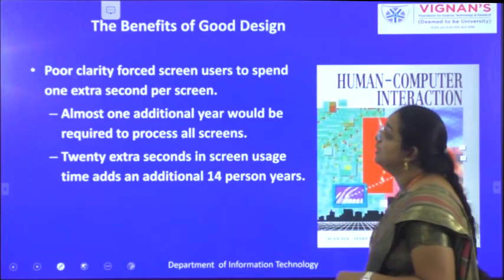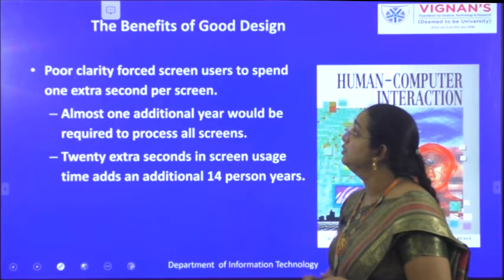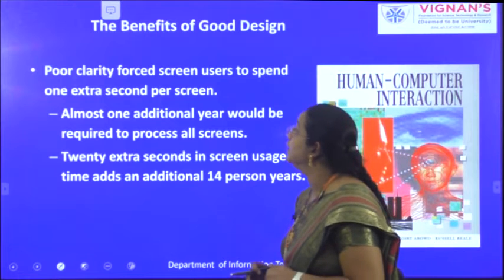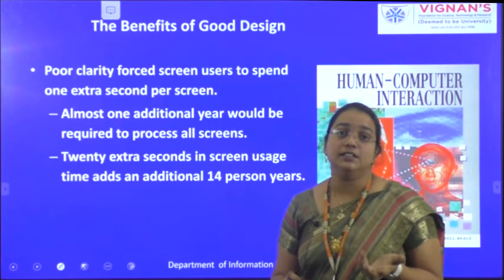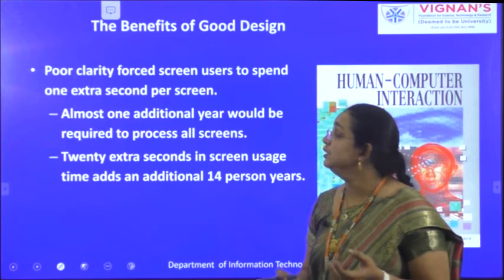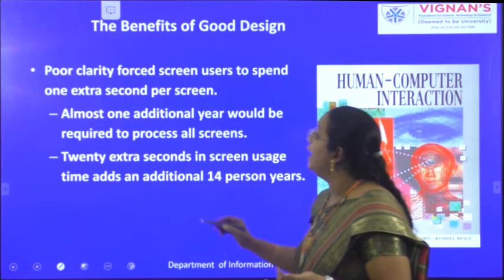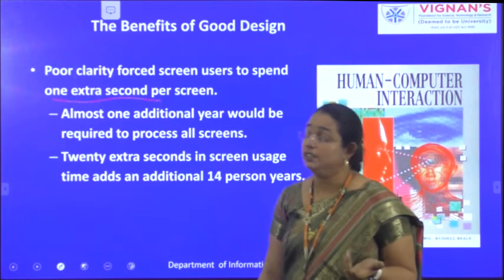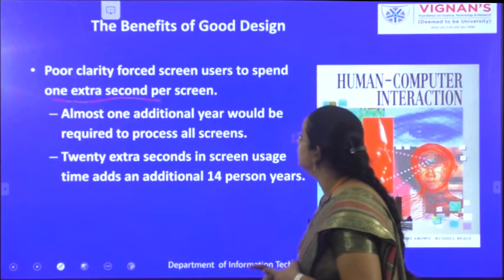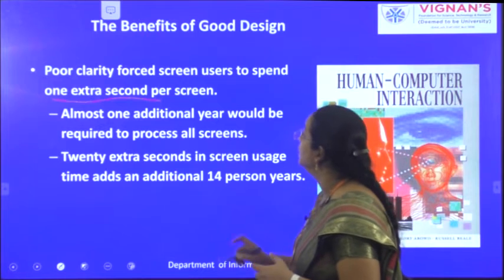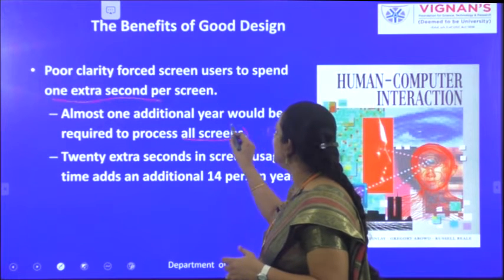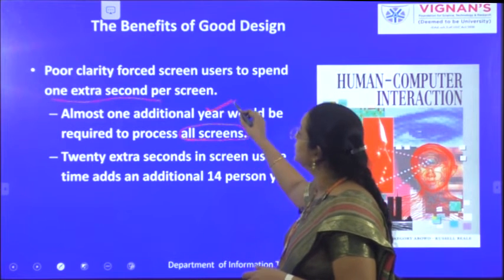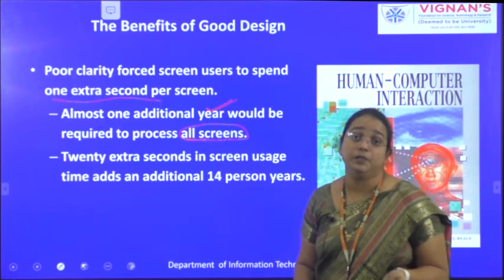And the benefits of good design. What are the benefits of good design? Poor clarity forces the user to spend 1 extra second per screen. Almost 1 additional year would be required to process all screens. If there are some lakhs of screens, then it will require 1 additional year in the total experience of using that screen.